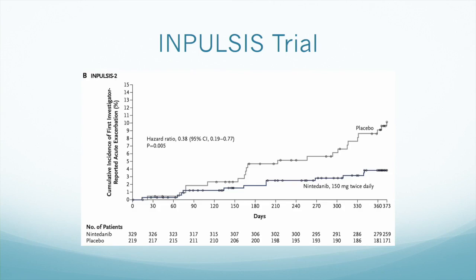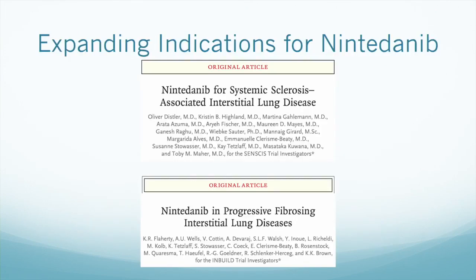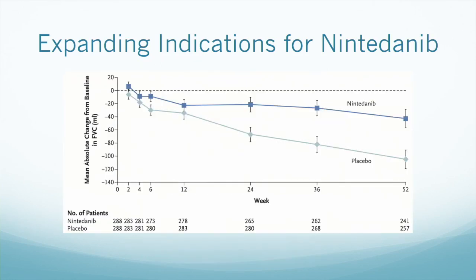Nintedanib has also been shown to decrease the risk of acute exacerbations, which is a cause of very high mortality for these patients. We do have expanding use for nintedanib in patients with systemic sclerosis-related interstitial lung disease and progressive fibrosing interstitial lung disease, where you're not sure if they actually have IPF or not, but their disease is still progressing.